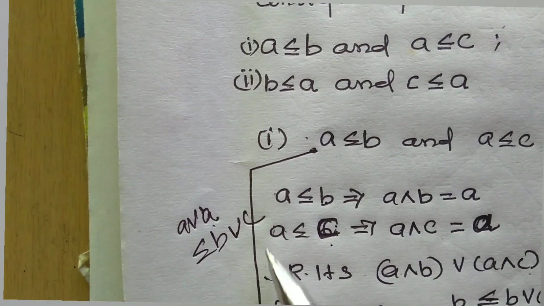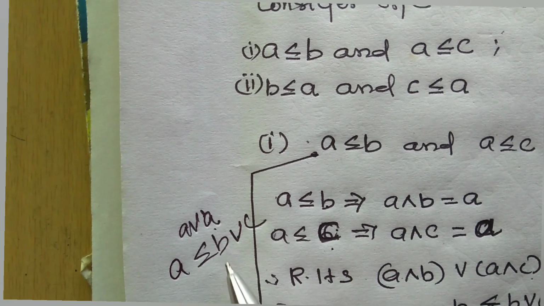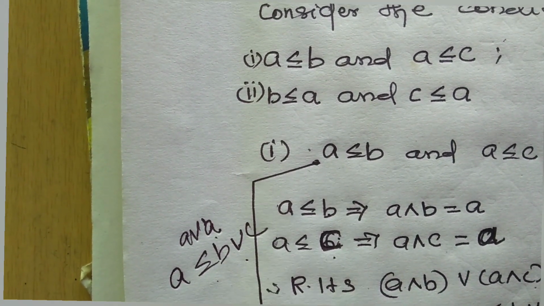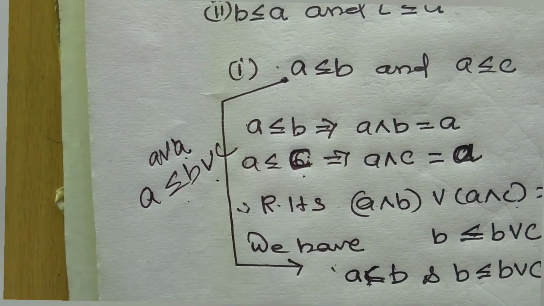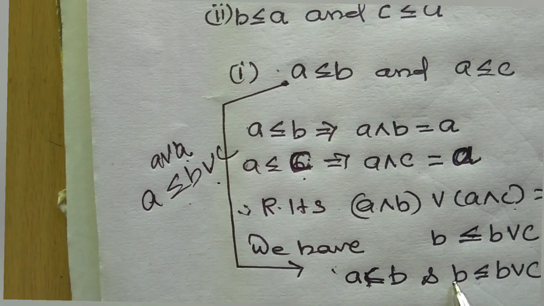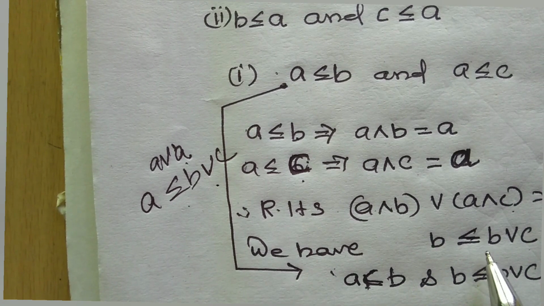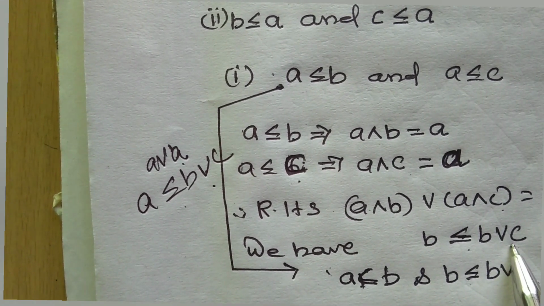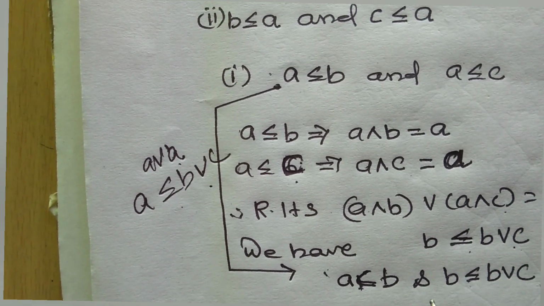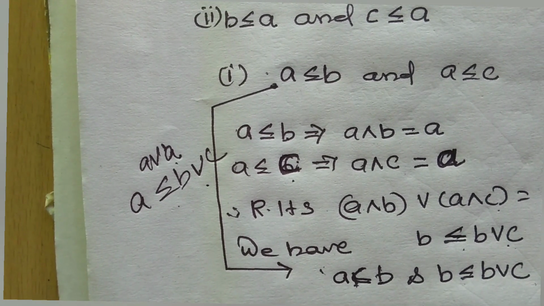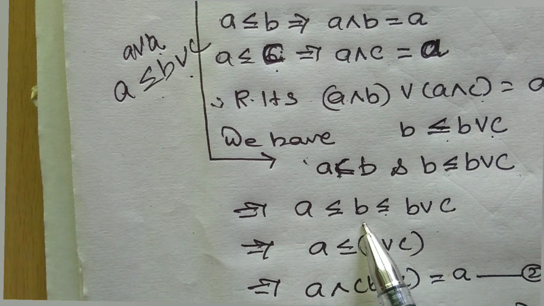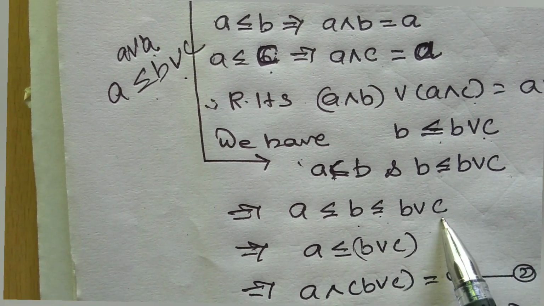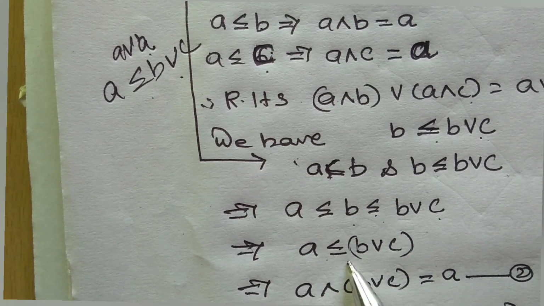What is A or A? By the idempotent law, A or A is equal to A. That is A is less than or equal to B union C. So this condition we can take, that B is less than or equal to B union C. Therefore A is less than or equal to B or C. From that, A less than or equal to B or C.